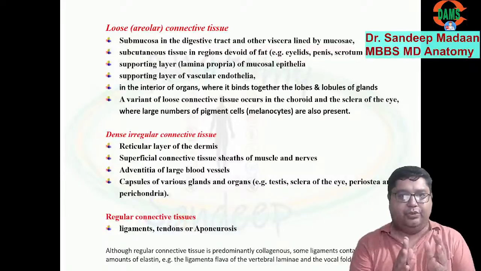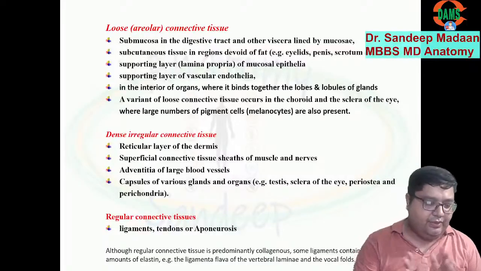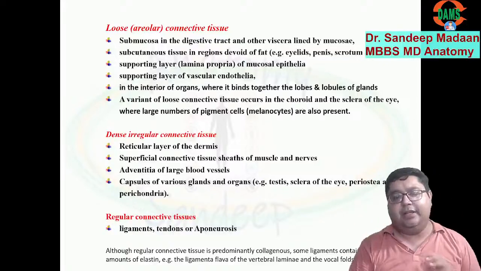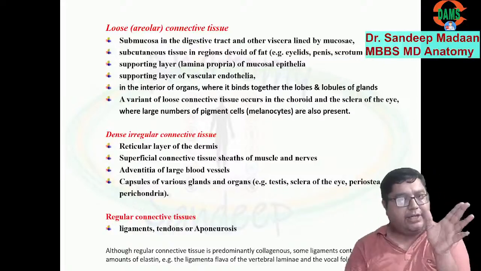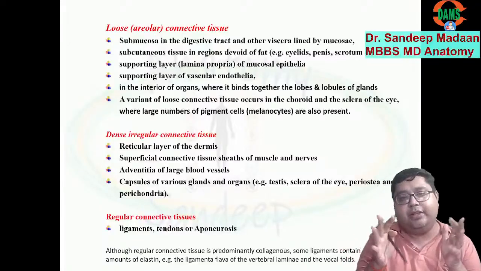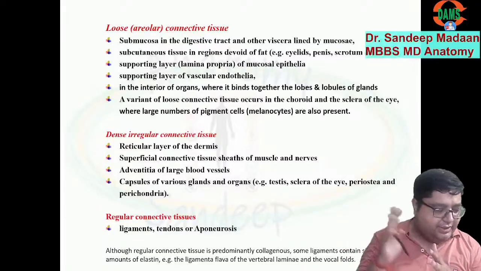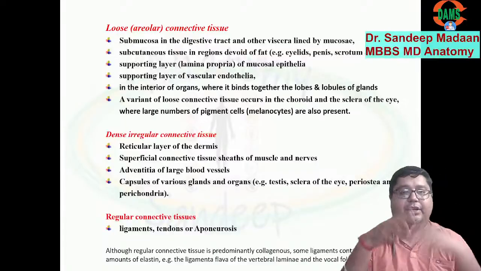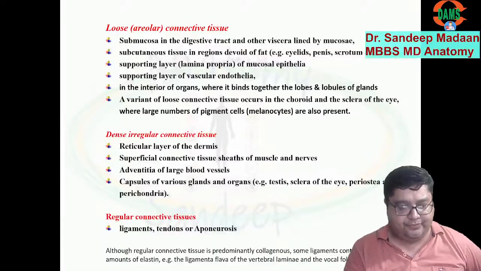We have the loose tissue where the gap is more. We have the dense tissue where the gap is less and the tissue is compressed like that. In the dense, we have two type of tissue, irregular and regular. When we say regular, means the fibers are parallel to each other and unidirectional fibers are there. But when we say irregular, fibers are multi-layered.